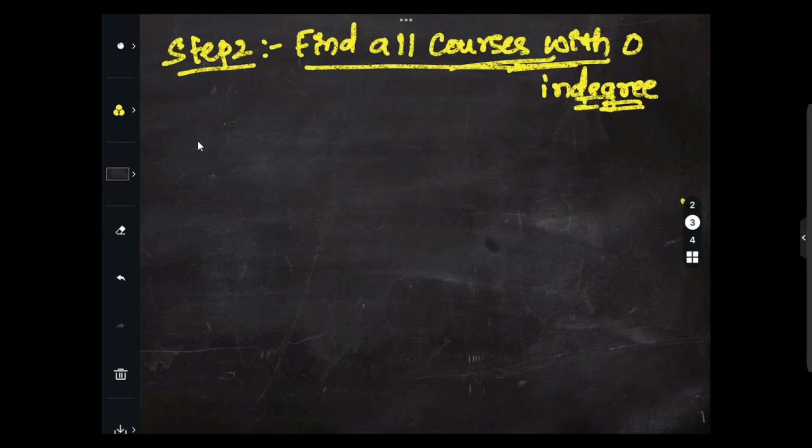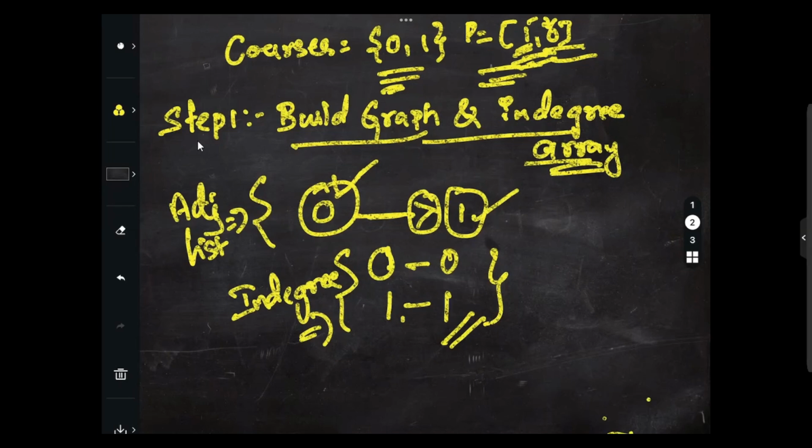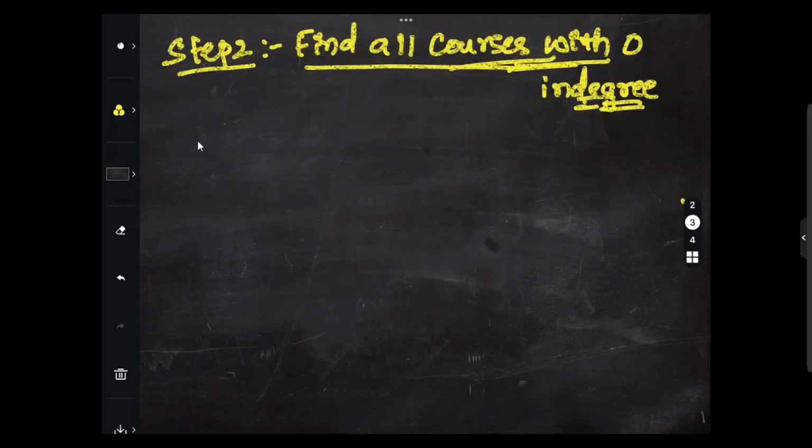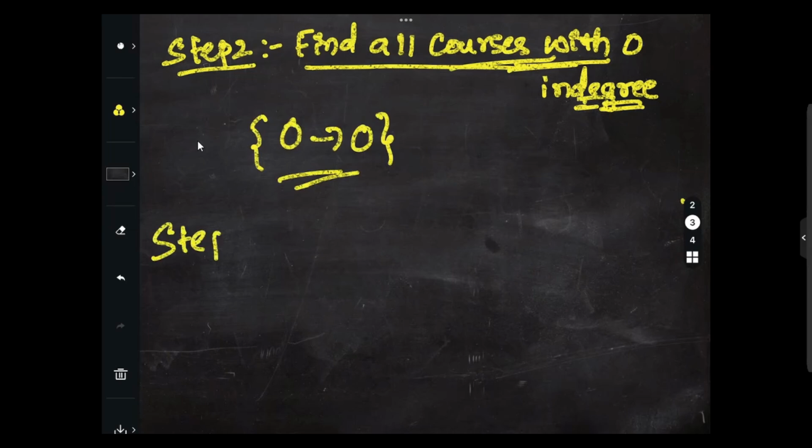When I say courses with 0 in degree, here this is the only one which has 0 in degree. So the course 0 is having in degree 0. So we will start with it. We will be starting with this one, right? This is it for step 2. Let's move on with step 3. In step 3, what we will do, we have to process the queue.